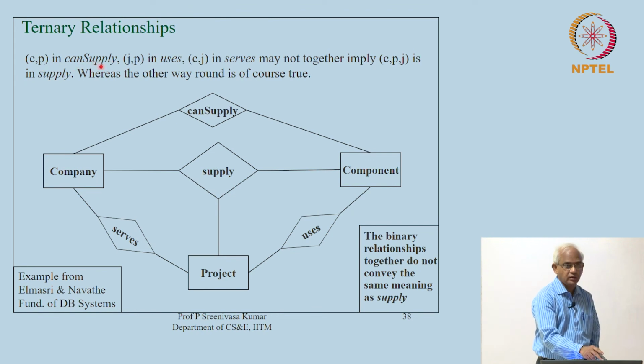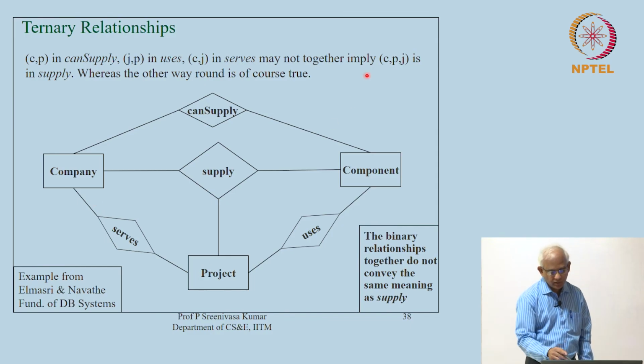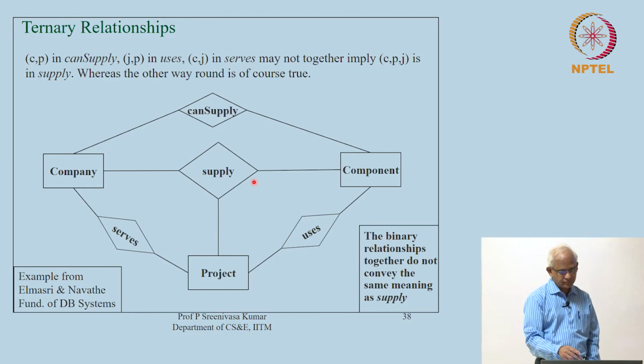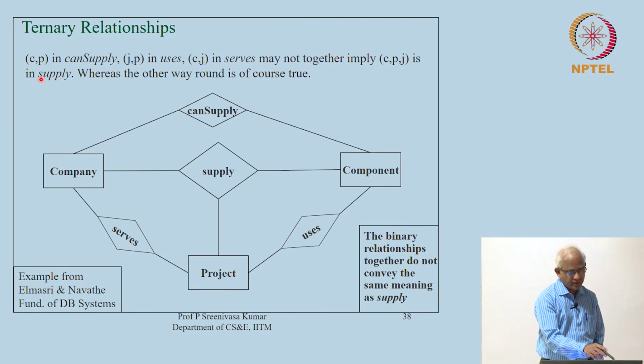So, supposing we have CP in can supply, JP in uses and CJ in serves, that may not together actually imply that CPJ is in supply. This illustrates that having the three binary relationships is not a replacement for having the ternary relationship. The moment you just say CP, JP and CJ exist, that does not really imply that the company C supplies component P and J uses that particular component. Think about it.